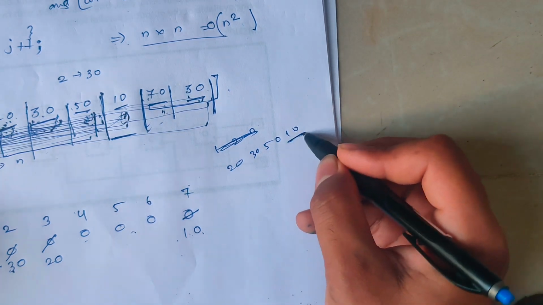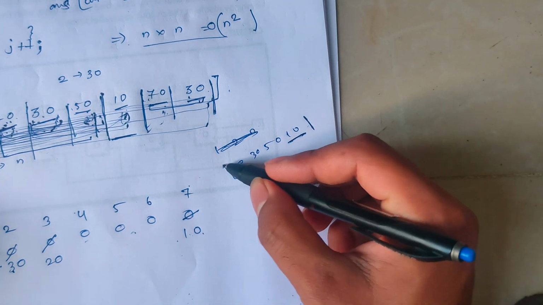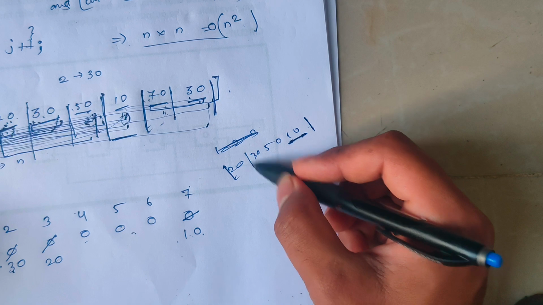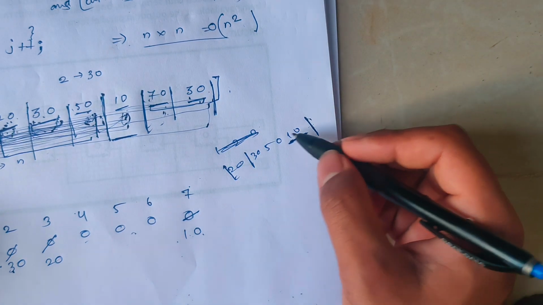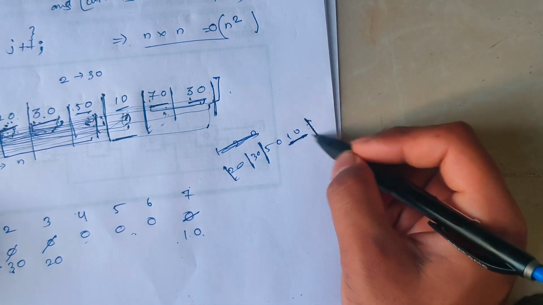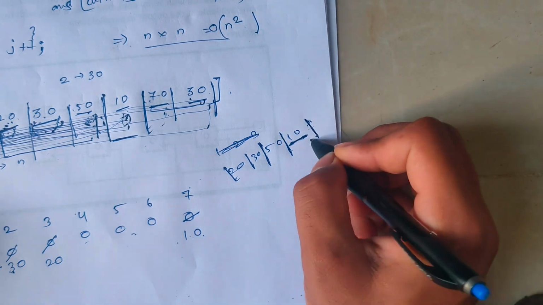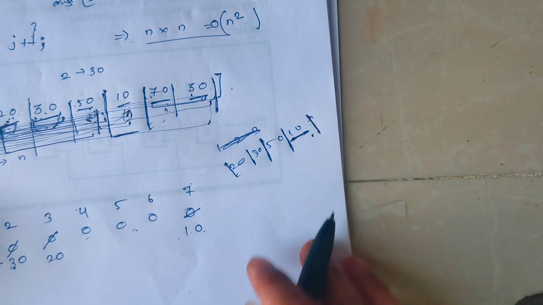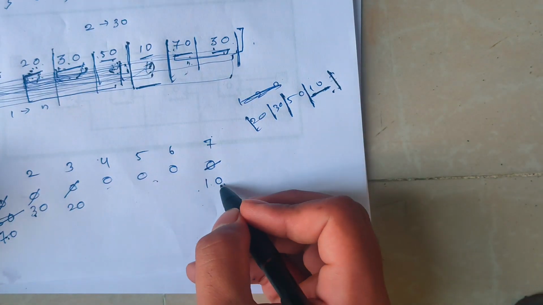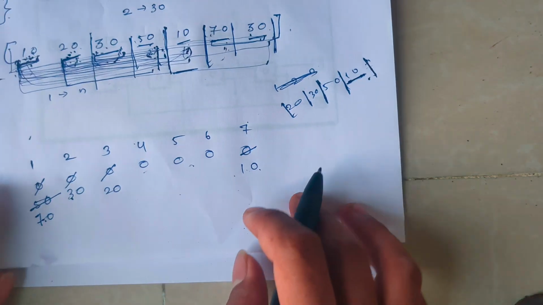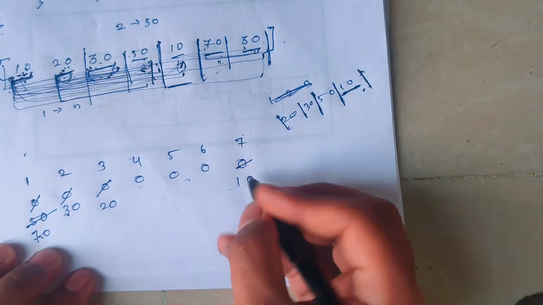Suppose this is minimum for 4 window size. Then would 10 be minimum for 3 window size? Yes. Would 10 be minimum for 2 window size? Yes. Would 10 be minimum for 1 window size? Yes. So we can just iterate from back to start position.